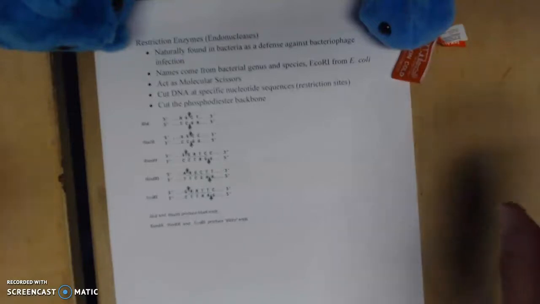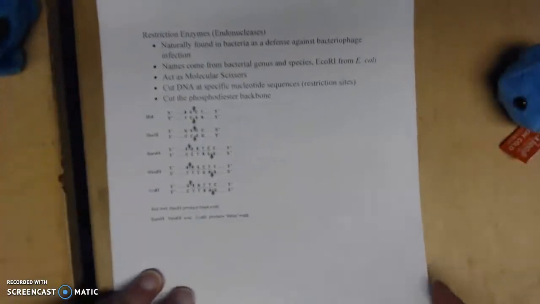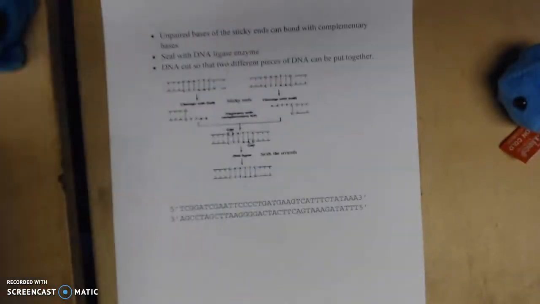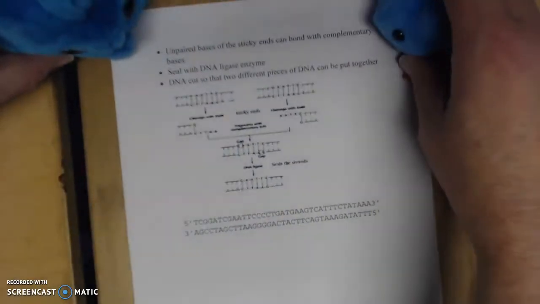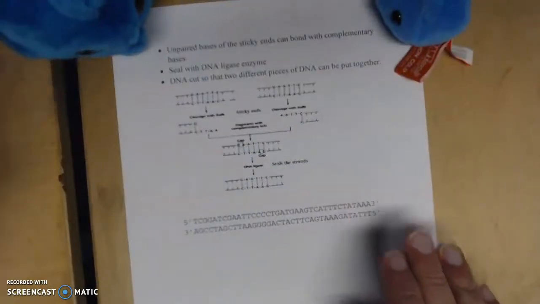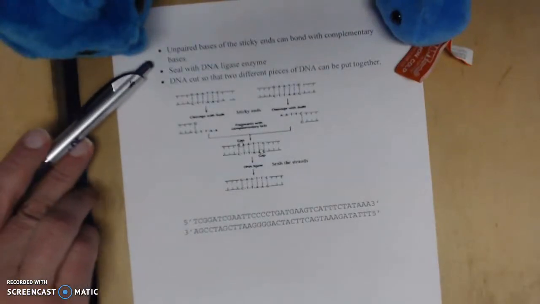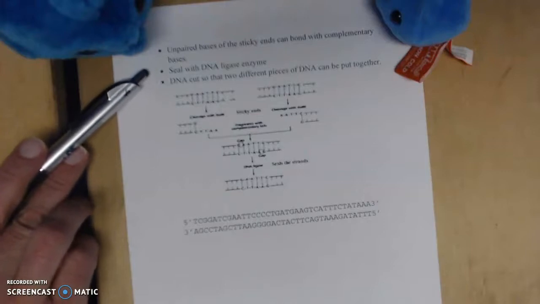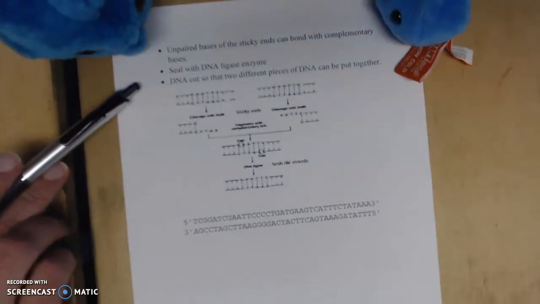So, to look at how restriction enzymes work, okay, viruses have to move for just a bit. And we'll take a look at how they work. So with sticky ends, the unpaired bases of the sticky ends can bond with complementary bases. And then we seal that with DNA ligase.